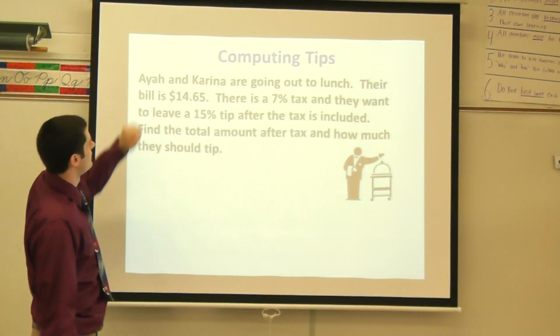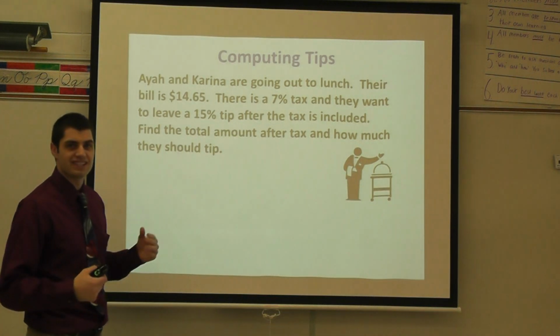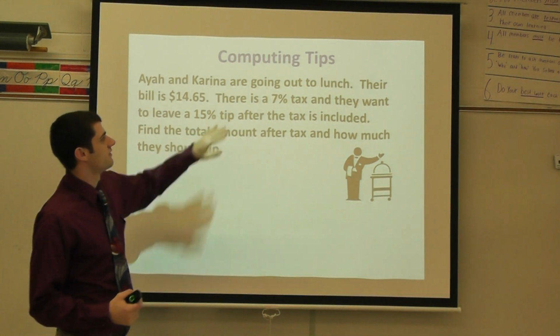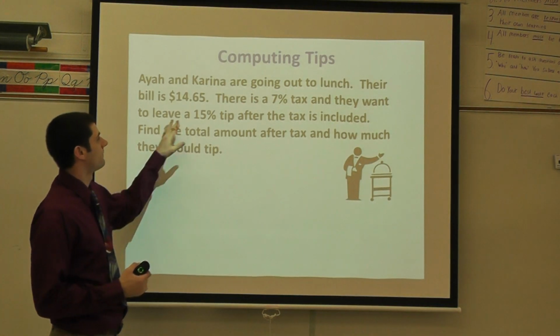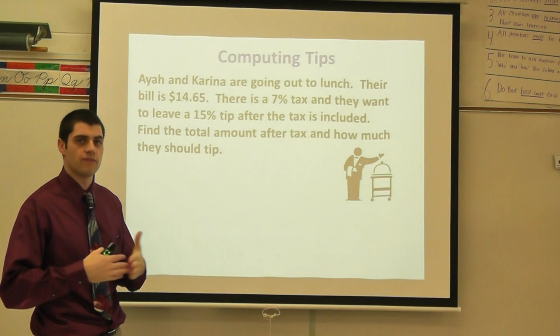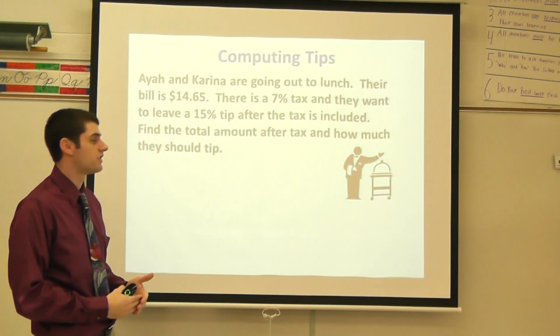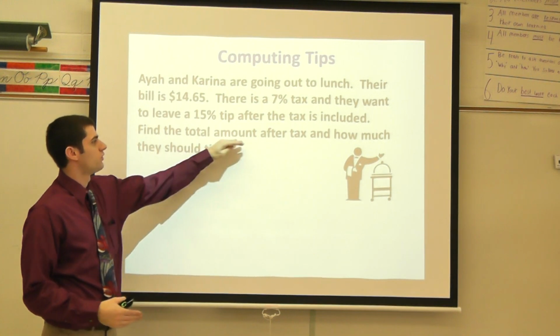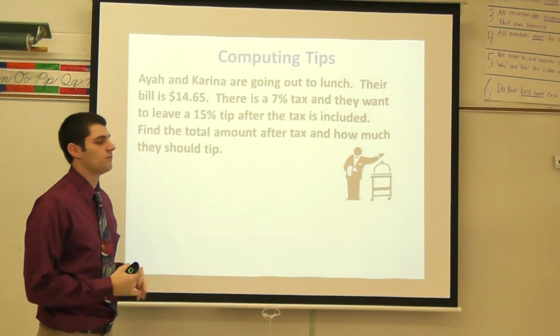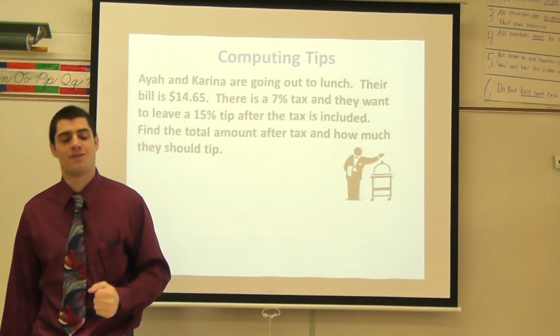In our example, Ira and Karina are going out to lunch. Their bill is $14.65. There is a 7% tax and they want to leave a 15% tip after the tax is included. So they want to leave that 15% as their tip, but they want to make sure they do it after the tax is put on their bill. Find the total amount after tax and how much they should tip. We have our nice handy dandy little server there, ready to bring them out some food.